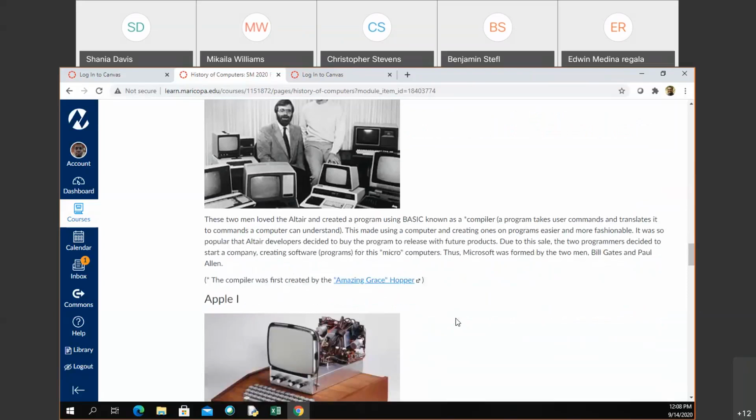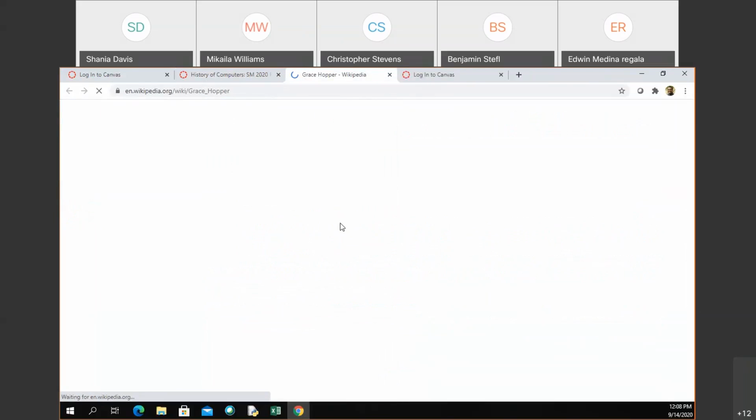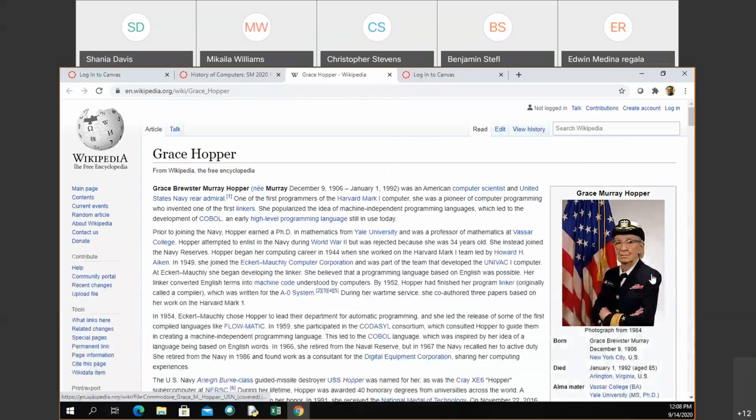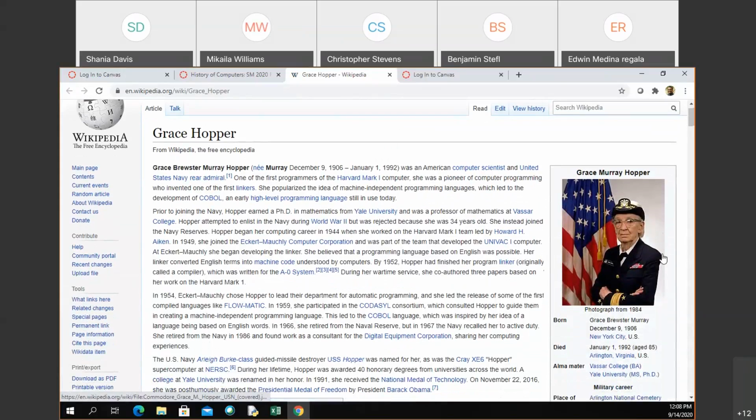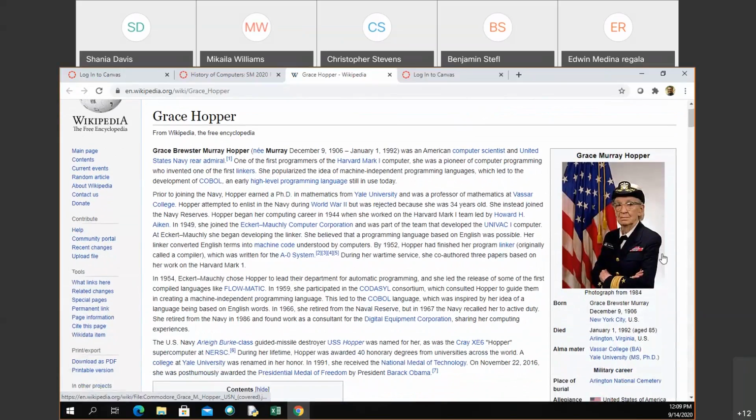So I do have something with her. Amazing Grace Hopper, Admiral Grace Hopper. I'm going to open that up on Wikipedia here so you guys can see her face. Here's Admiral Grace Hopper, the person that created, as I mentioned before, the first compiler.